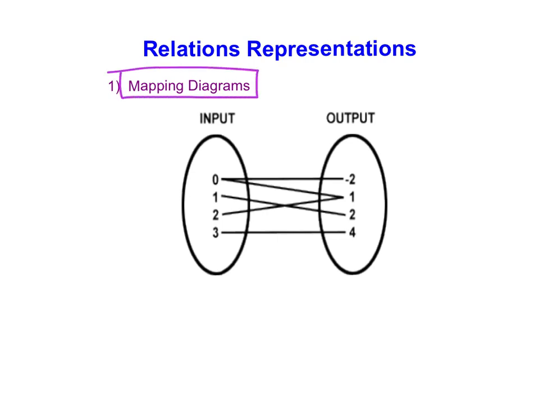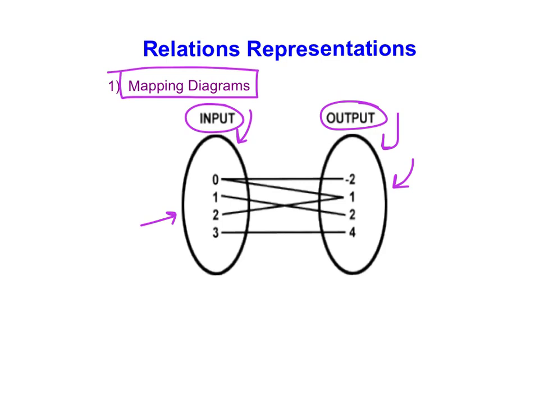So the first way that a relation can be represented is by using a mapping diagram. So when you have a mapping diagram, you have two ovals. You can see you have your inputs oval and your outputs oval. And what you do is you put all of your inputs and all of your outputs in. Notice I didn't repeat any numbers here, but I put all possible inputs in my input oval, all possible outputs in my output oval, and then all I do is map them.